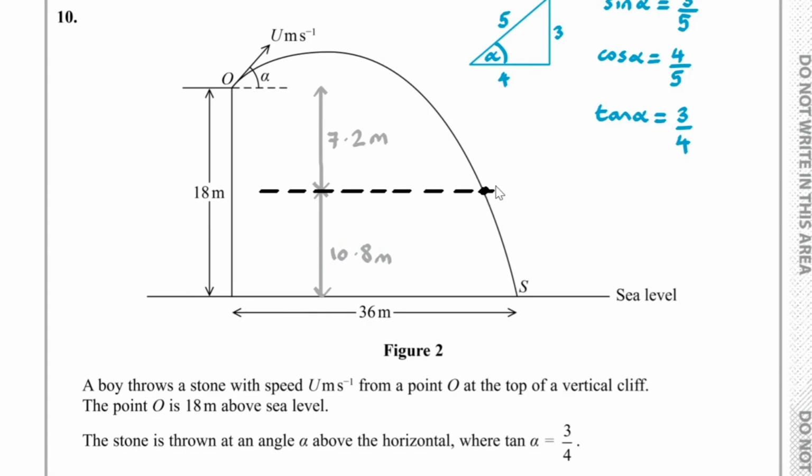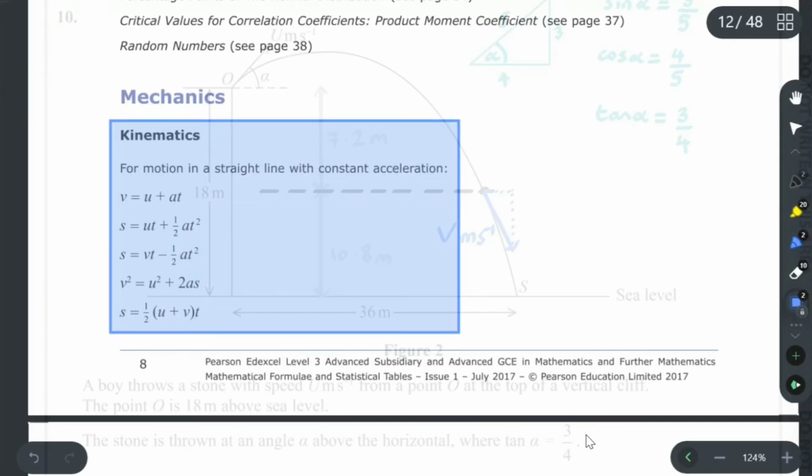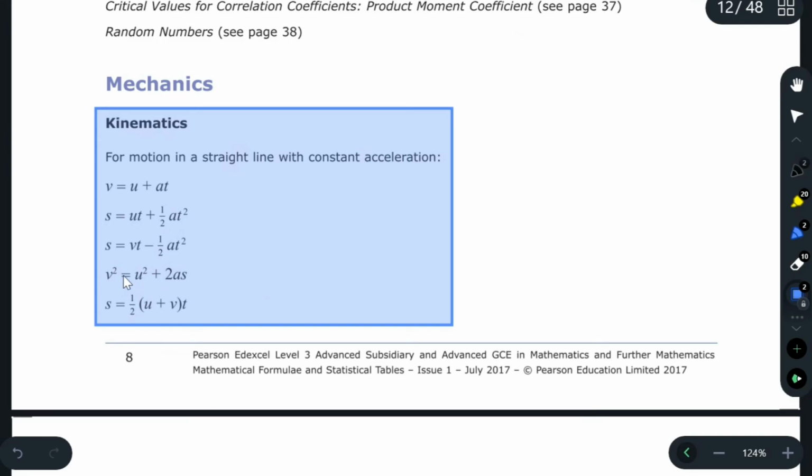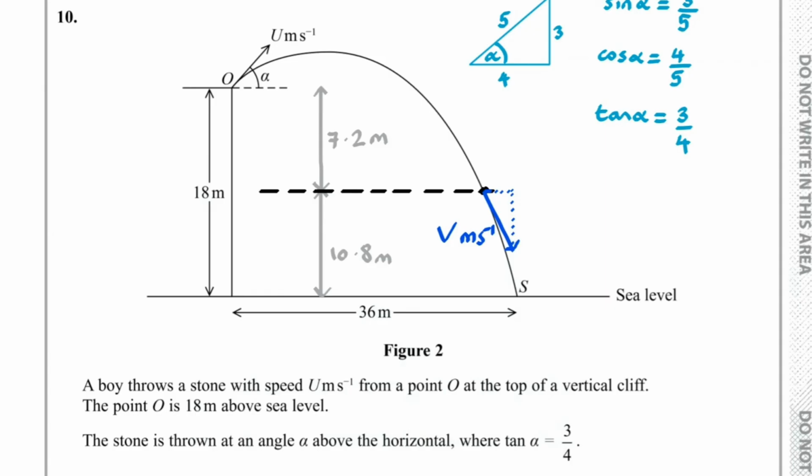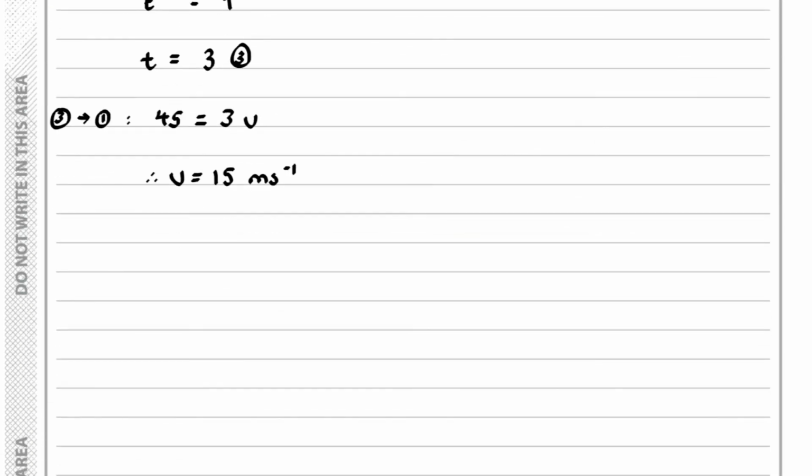And what I need to do is find out the speed at this point. We'll call it v meters per second. So here I've got v meters per second. What I can do essentially is split this up into its horizontal and vertical components, and doing so will allow me to find out the speed using Pythagoras. Now, the formula we will be using, if I go back to the kinematics formulae, I will be using v squared equals u squared plus 2as.